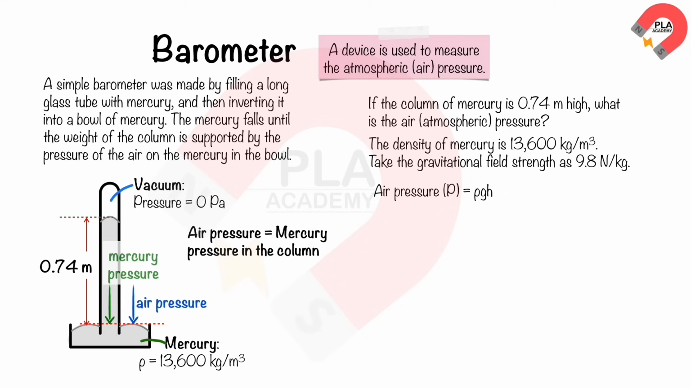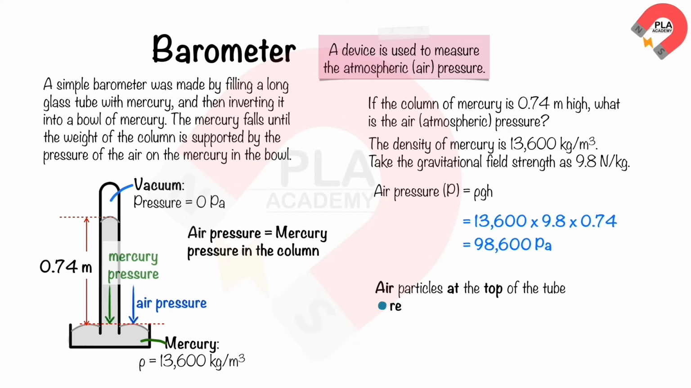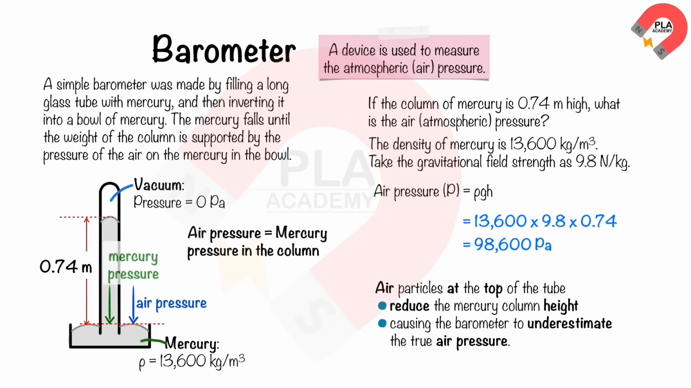The air pressure is equal to rho g h. To substitute, rho equals 13,600, g equals 9.8, and h equals 0.74. So, P equals 98,600 pascals. Air particles at the top of the tube reduce the mercury column height, causing the barometer to underestimate the true air pressure.